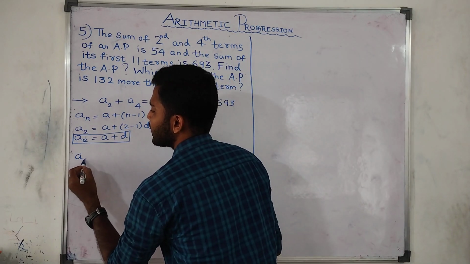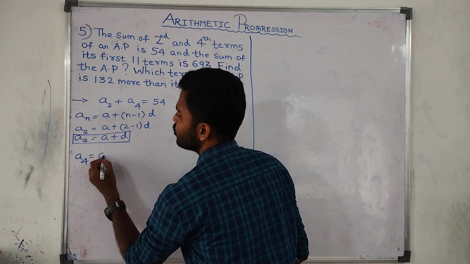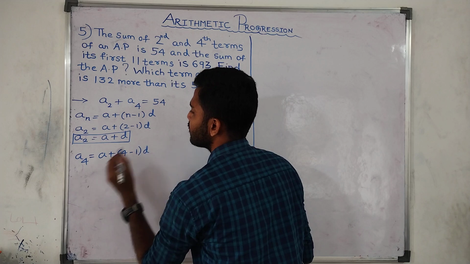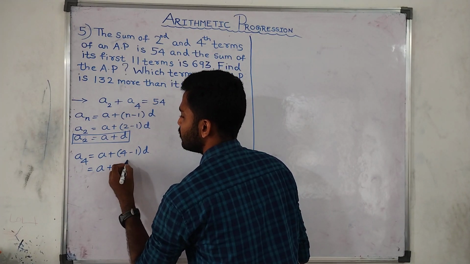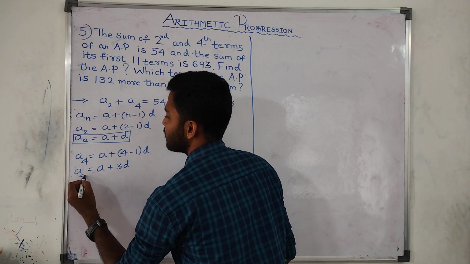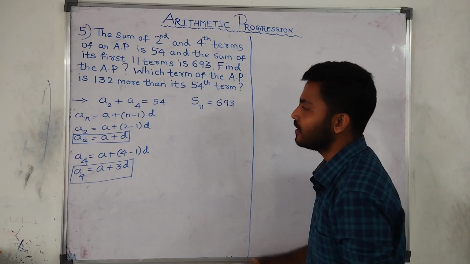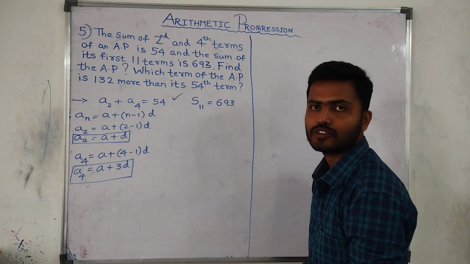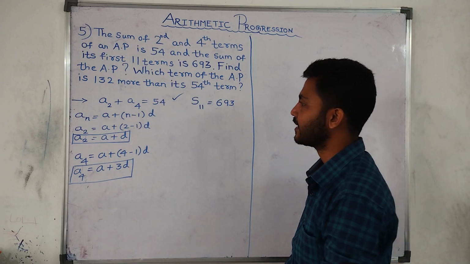So A4 what will it be? A4 is going to be equals to A plus 4 minus 1 into D. So this implies A plus 3 into D. So A4 ಏನಾಗುತ್ತೆ a plus 3 into d. So now let us substitute both of them in this particular equation. ಹೌದಾ? So a plus d ಮತ್ತು a plus 3d ನ ಈ equation ಅಲ್ಲಿ ಹಾಕಿ ನೋಡೋಣ.